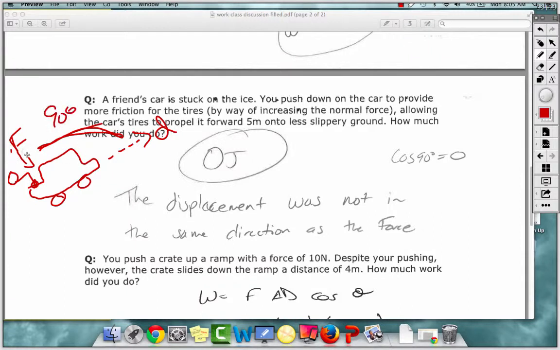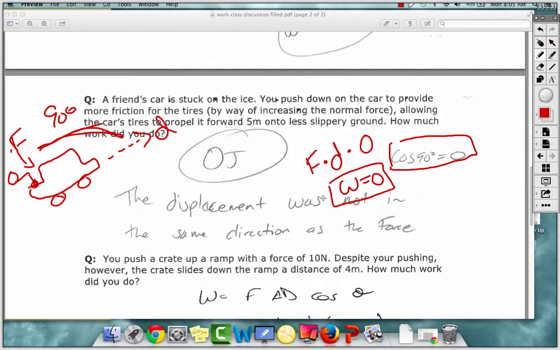That is theta. The angle between the force and the displacement is theta. So if you take the cosine of 90 degrees, and feel free to check it in your calculator, the cosine of 90 degrees is 0. I can put any force I want in times any displacement I want, but if it's times 0, guess what the work done is? 0. And so there actually was no work done by your friend because there was no displacement in the vertical direction.